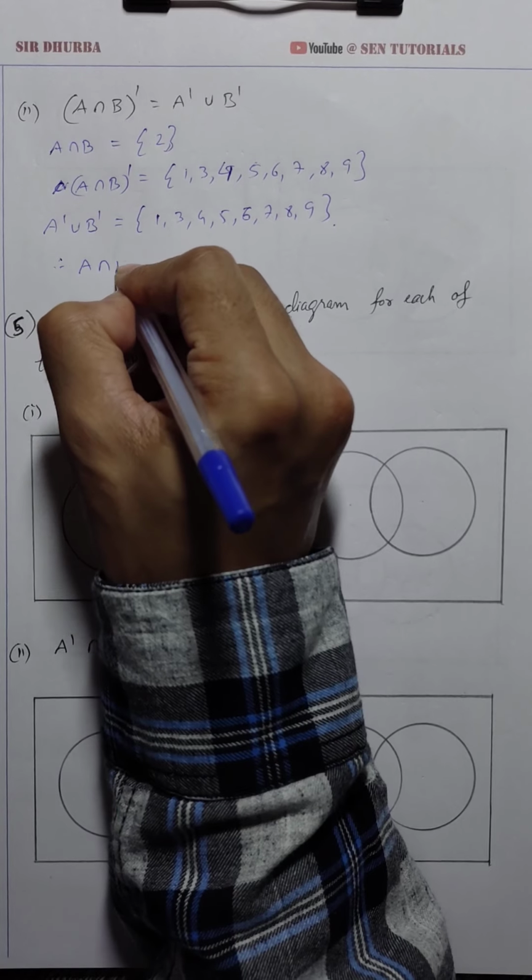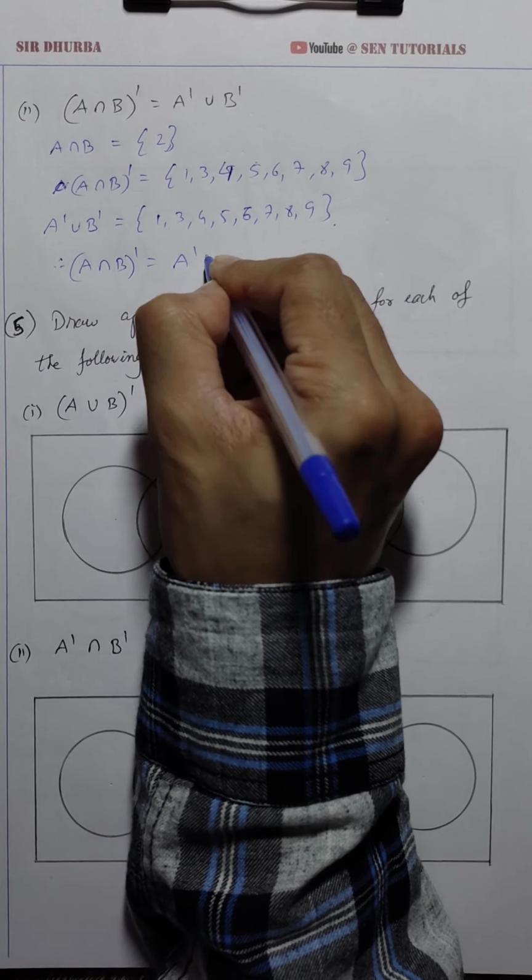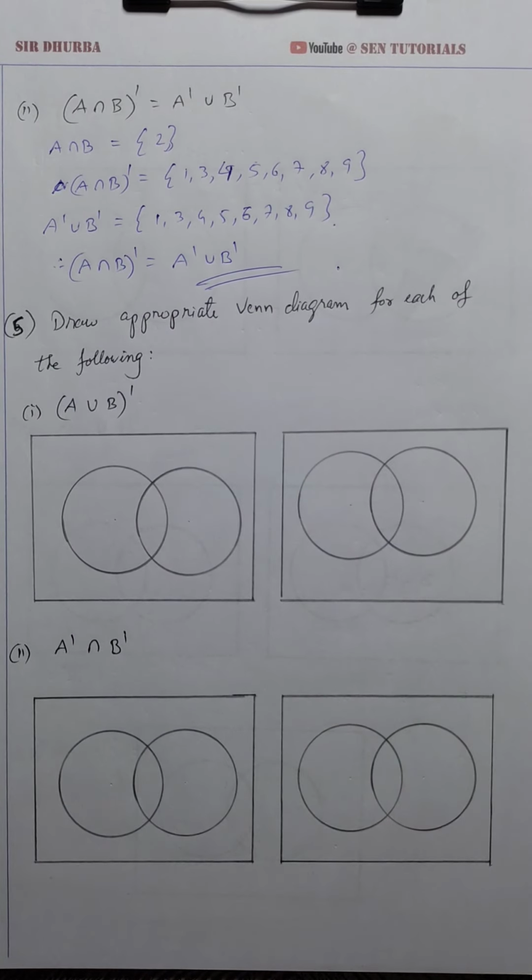Therefore, hence proved. All right, now let us move on to question number 5. That's about Venn diagrams.